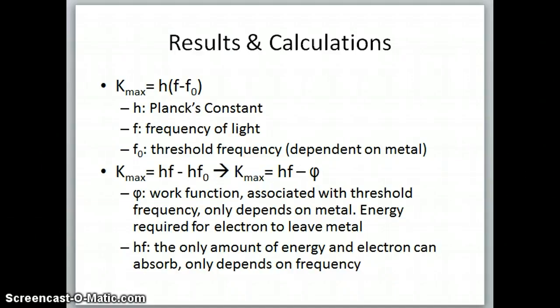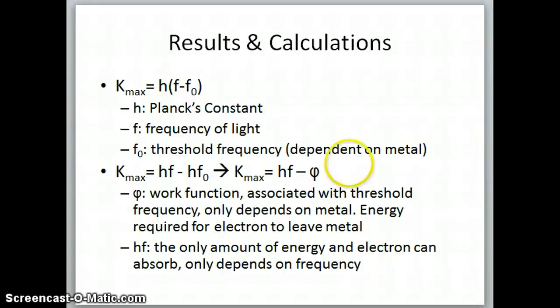So multiplying that out, your maximum kinetic energy is equal to h, again Planck's constant, times the frequency of light, minus another constant right here. So this is how much work is needed to pull the electron out of all the bonds that it's associated with in the metal and jump off. It's what we call the work function. And again, this is associated with a threshold frequency, and that only depends on the metal. It's the energy required for the electron to leave the metal.